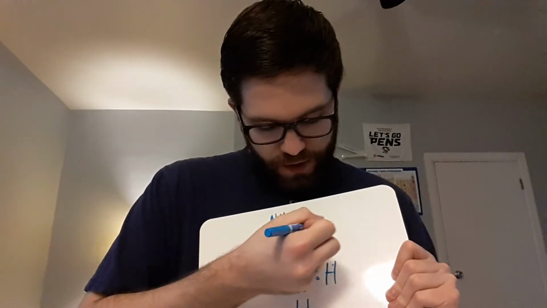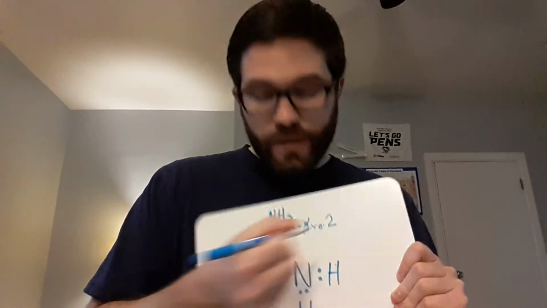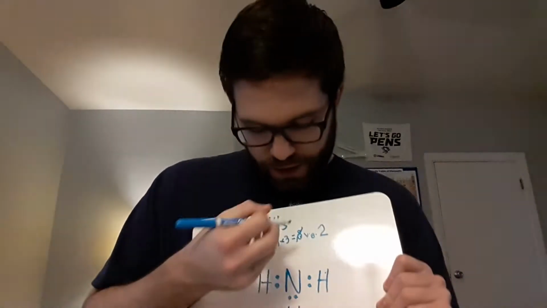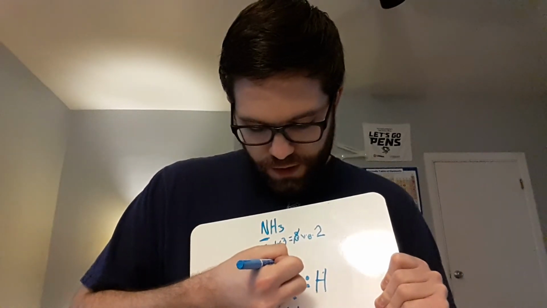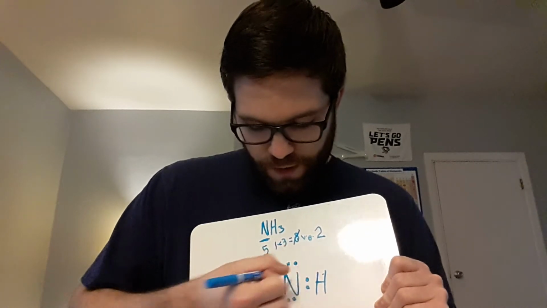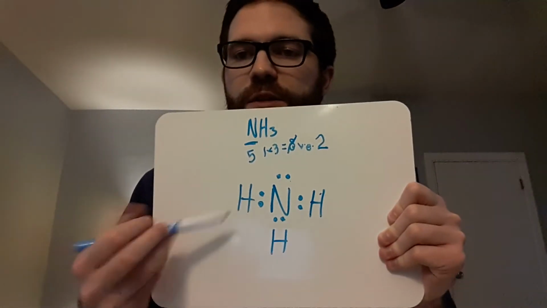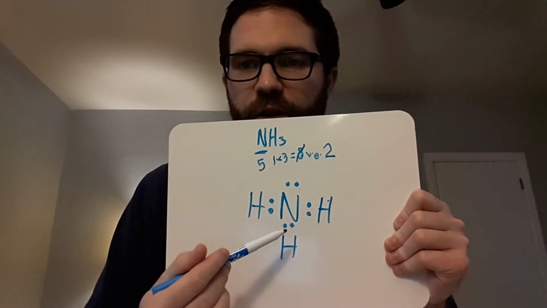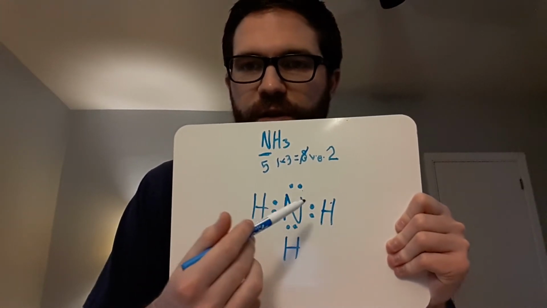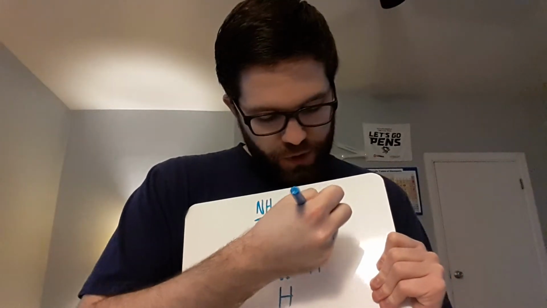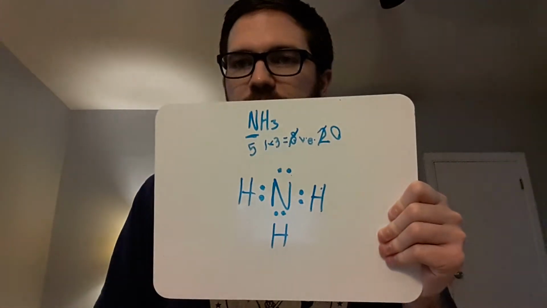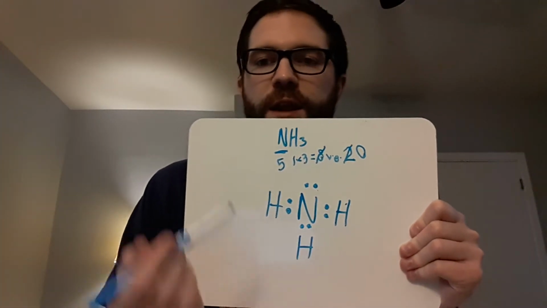Now I have 2 left, right? Went from 8 to 2. And so those last 2 are going to go on this nitrogen here, right? Hydrogens are full. They only need 2 each, so they're good. My nitrogen here has 1, 2, 3, 4, 5, 6, 7, 8. And we have used all 8, so we have 0 valence electrons left. So this is my Lewis structure for NH3.